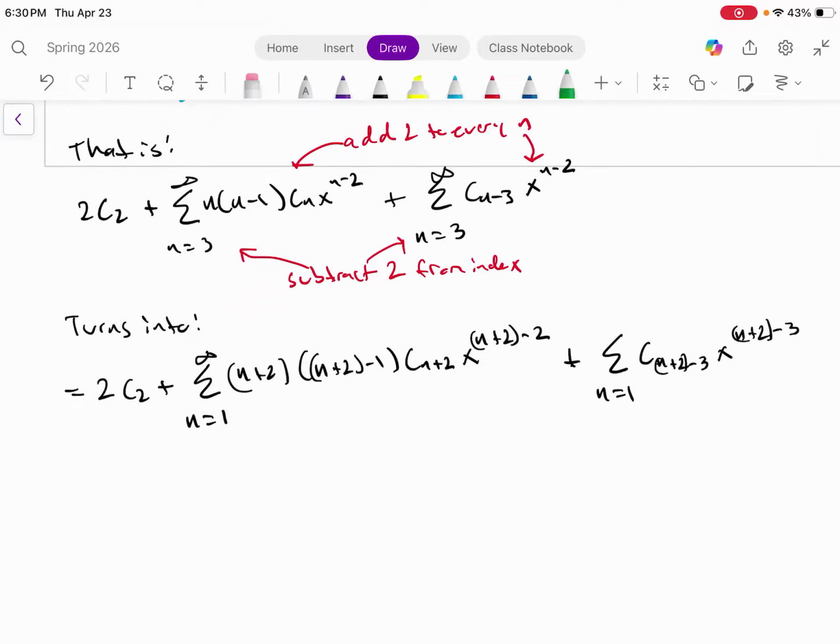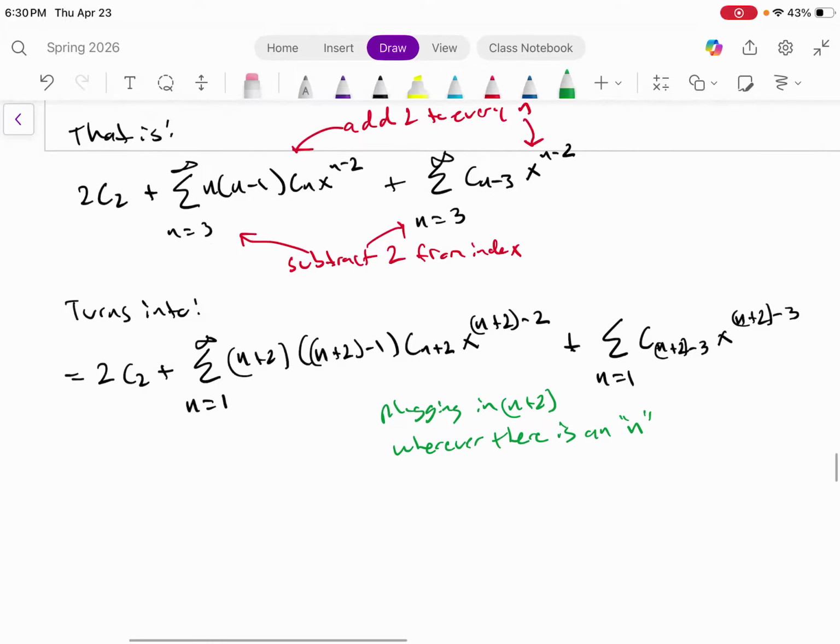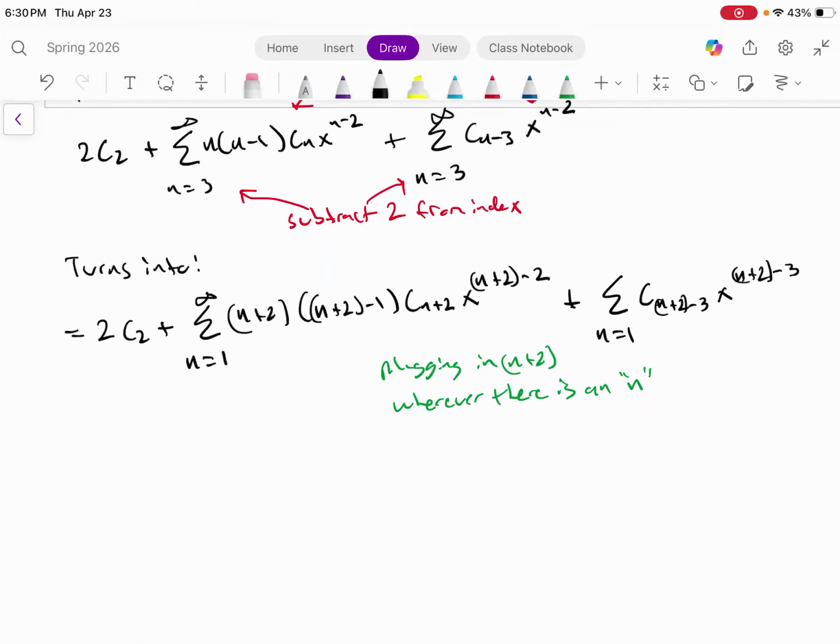Okay, so what am I doing? I'm plugging in n plus 2 wherever there is an n. Okay, that's part of our index shifting. So we do that because we'll end up with the x to the n.